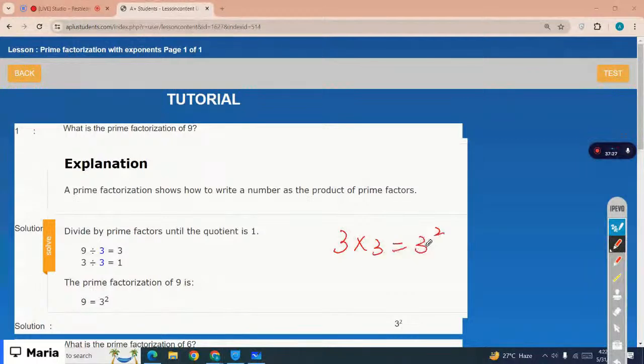3 square. Why? You are multiplying 3 how many times? 2 times. Got it? So 3 times 3 you can write it as 3 square. For example, you have 8. The prime factors of 8 are 2 times 2 times 2. You can write it as 2 exponent 3. That means you have to multiply 2 how many times? 3 times. Got it, everyone? That's how you write the answer in the exponent form.